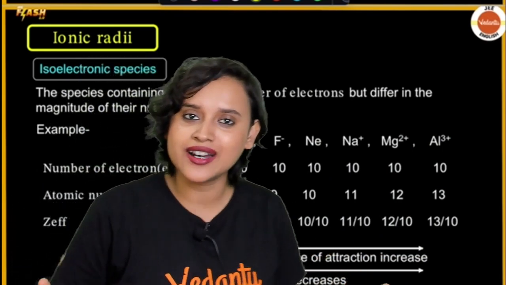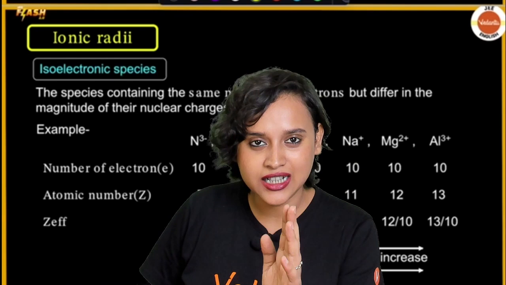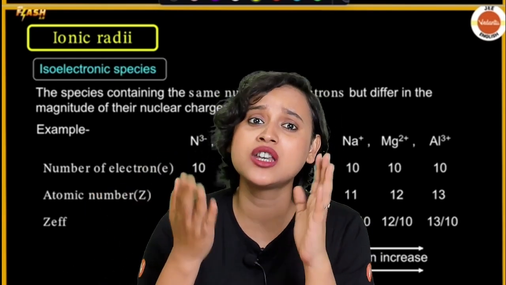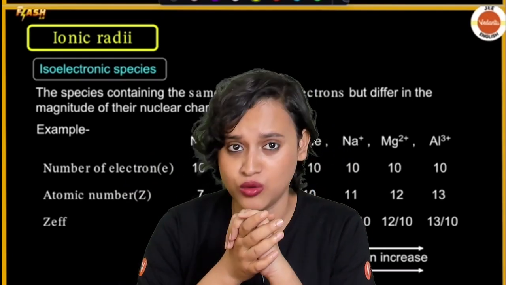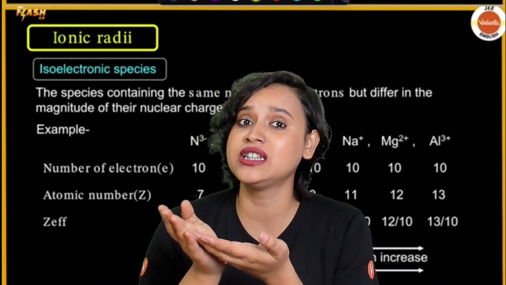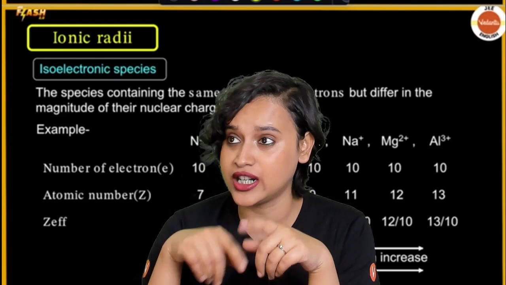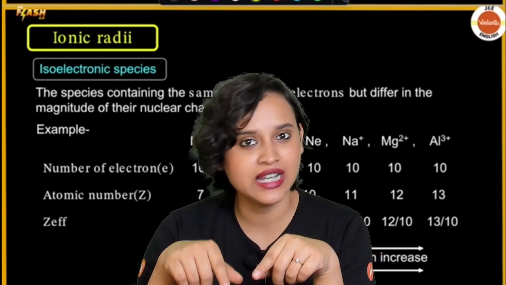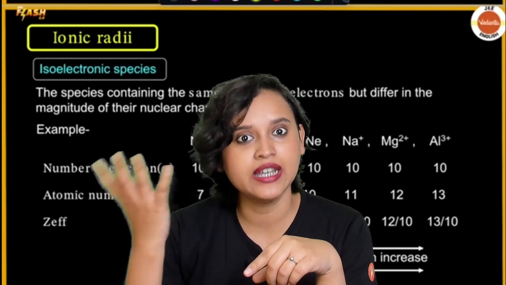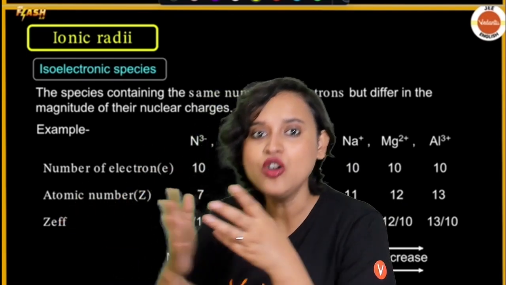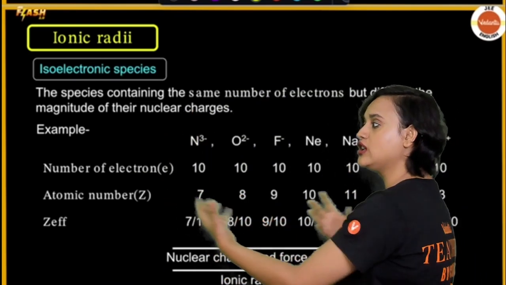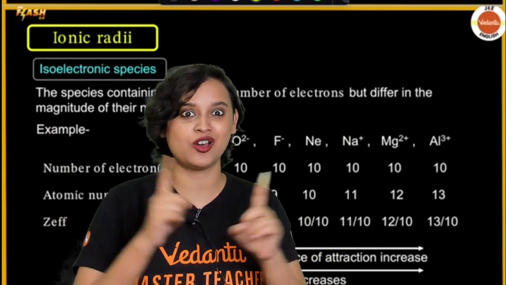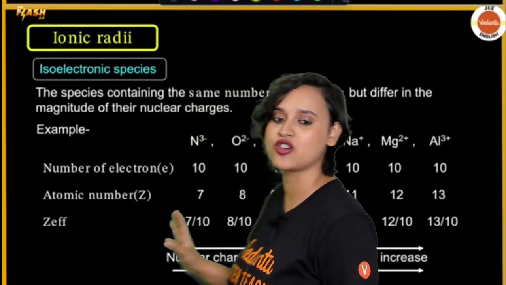You understand, right? What did I tell you? The parent atom and the ions will have the same number of protons. You cannot change the number of protons, can you? No. So the number of protons remains the same, but the electrons fluctuate. Electrons can be more, electrons can be less. If it is less, atomic radii decreases. If it is more, atomic radii increases. So the magnitude of the nuclear charge will be different, but the number of electrons is the same in all of these species. Hence we call them isoelectronic species.